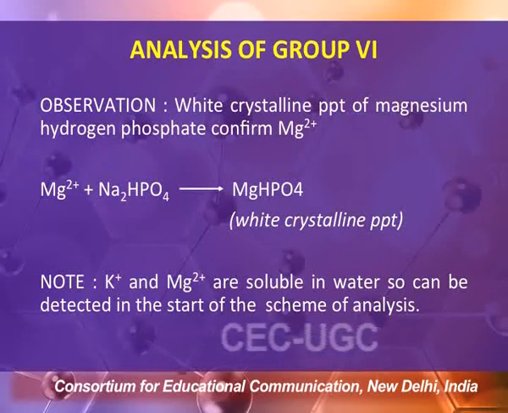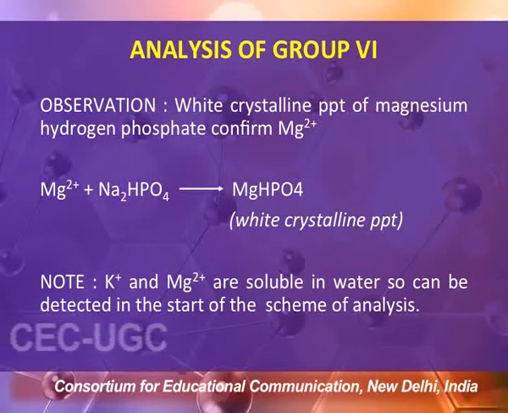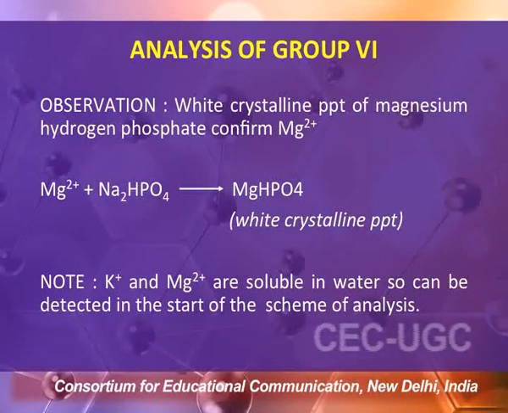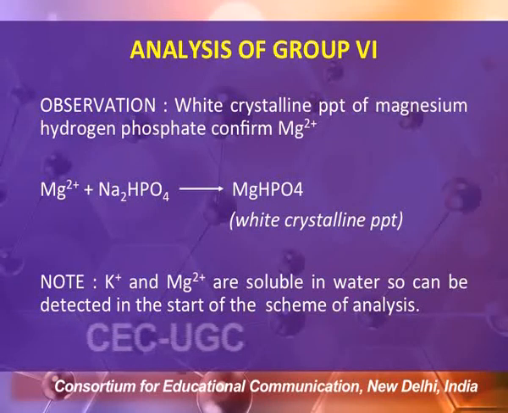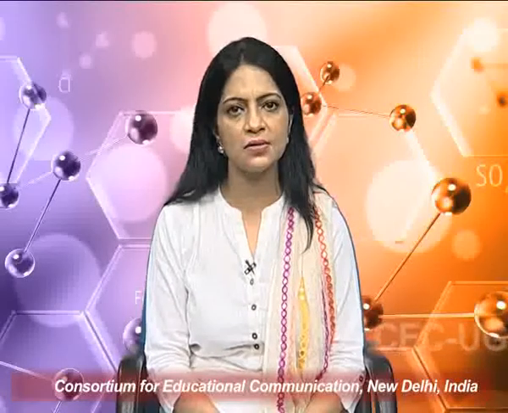This white crystalline precipitate is soluble in hot solution and will precipitate out only when the solution is cooled in ice. And as already mentioned, potassium ions and magnesium ions are soluble in water, so they can be detected in the start of the scheme of the analysis.